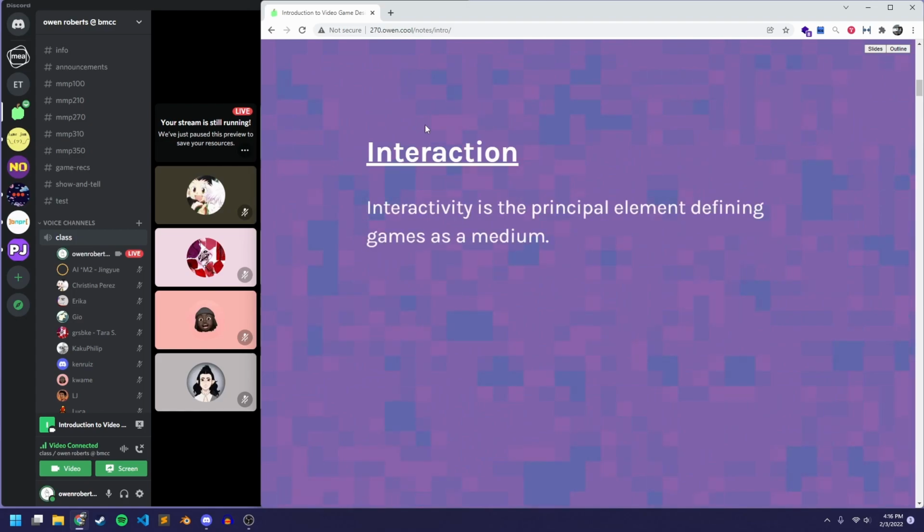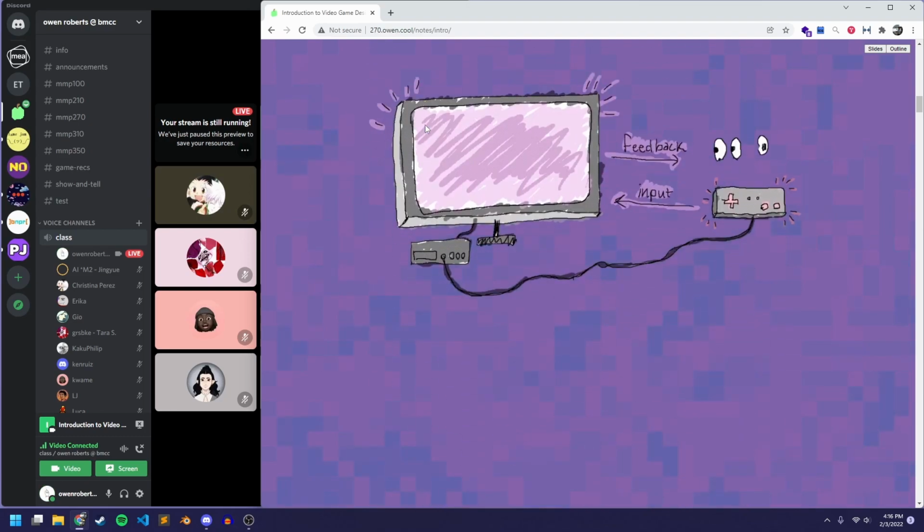And so interactivity is the principal element that defines games as a medium. There's a lot of different types of games, different genres, and we'll look at all of those throughout the semester. But the main thing that makes a game and not something else is that it's interactive.